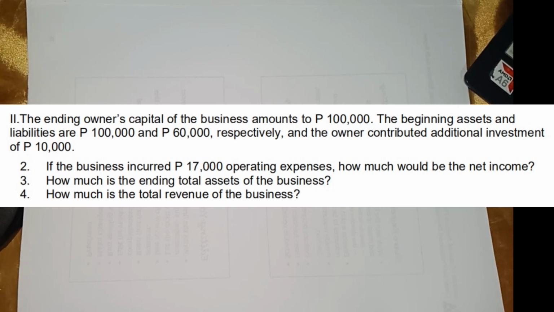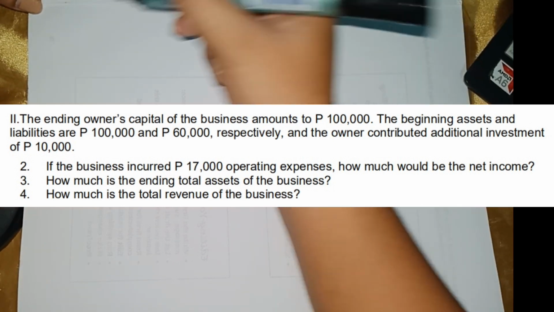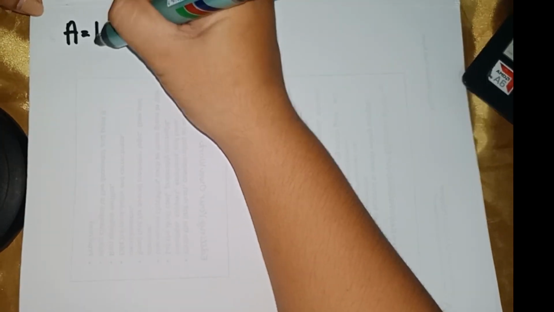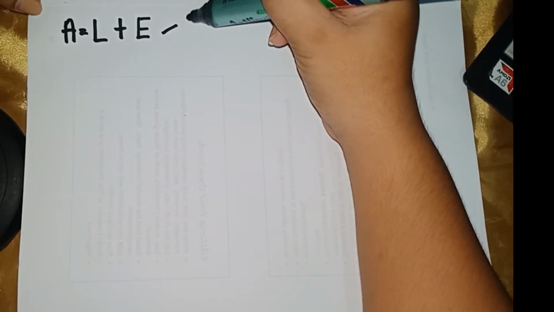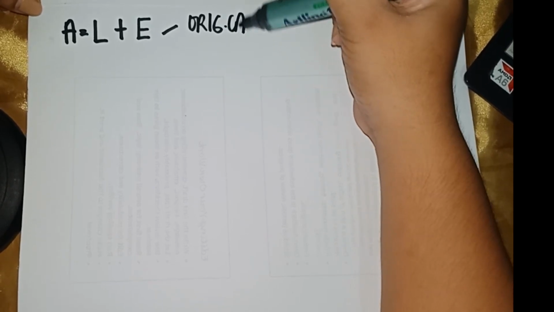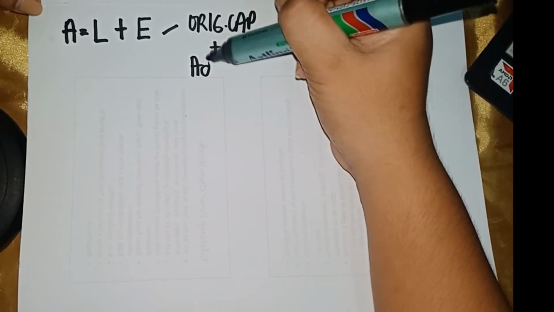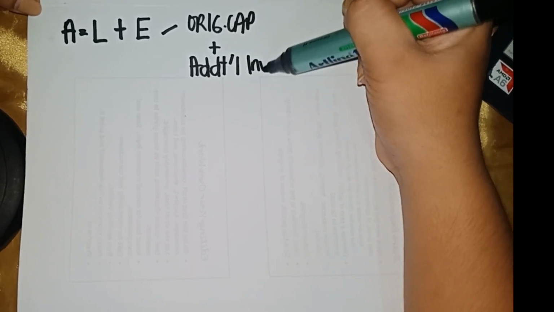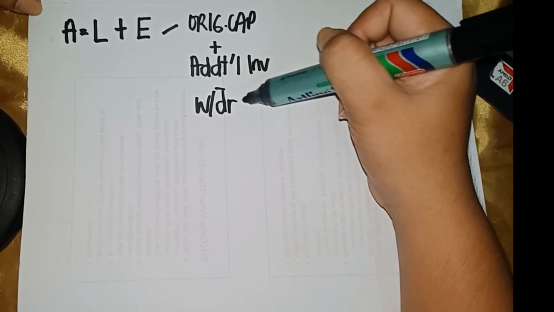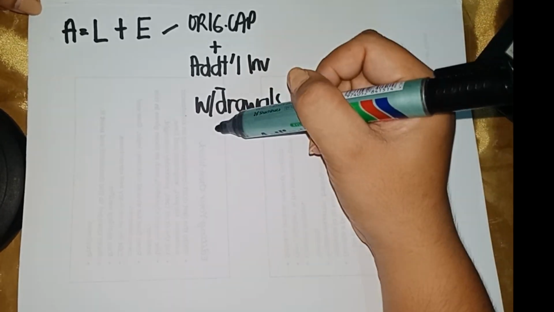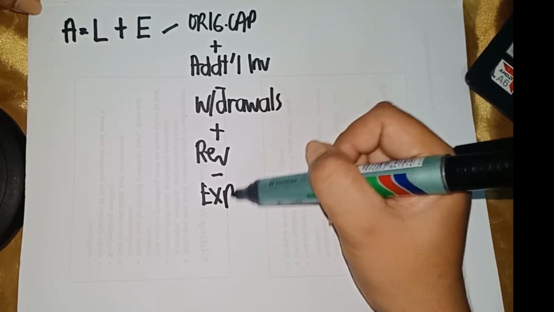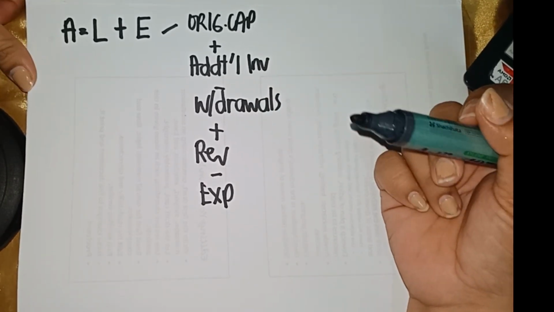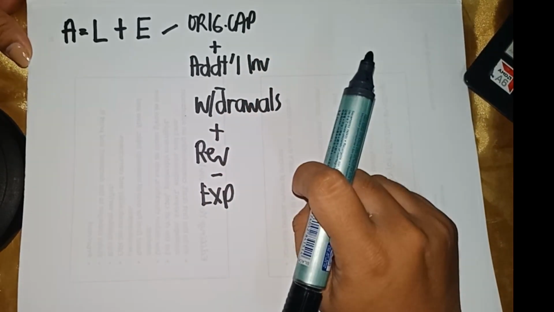But then, kailangan natin i-expand ang ating accounting equation. So, from asset is equal to liability plus equity, madadagdagan ang content ng ating equity. So, ang equity natin, magiging original capital. We have to add our additional investments, less our withdrawals, plus revenue, and less our expenses. So, again, from our basic accounting equation, we have here our expanded accounting equation.